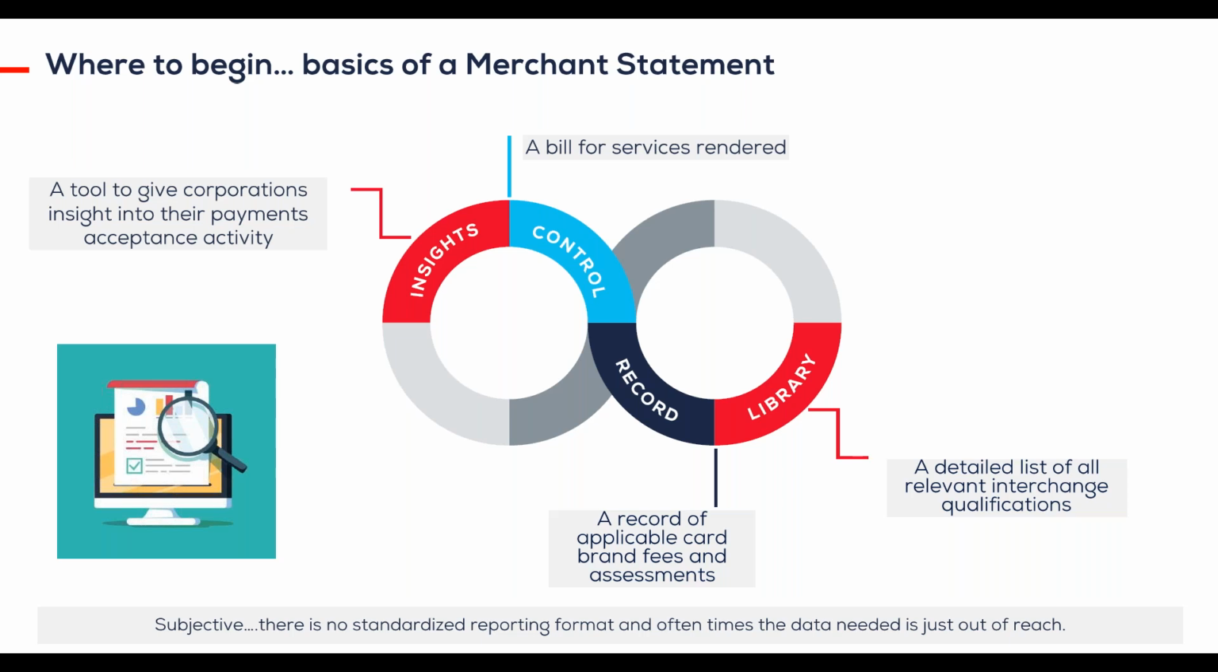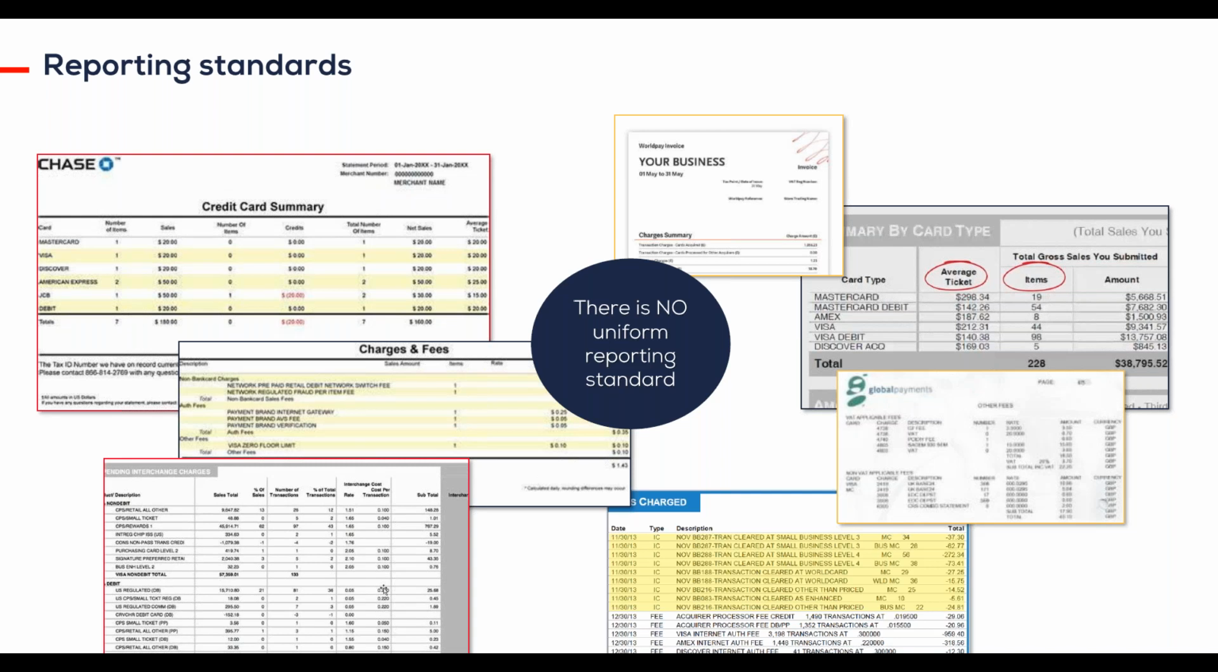But I think the most important thing here is, even though you're receiving this statement with this information, there is no standard in terms of what you're going to receive. You may receive a very detailed line item from one of your acquirers or gateways or providers, but you may also receive very high level transaction details from another provider. And that's kind of the key challenge.